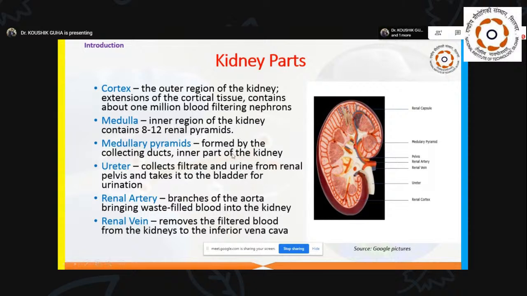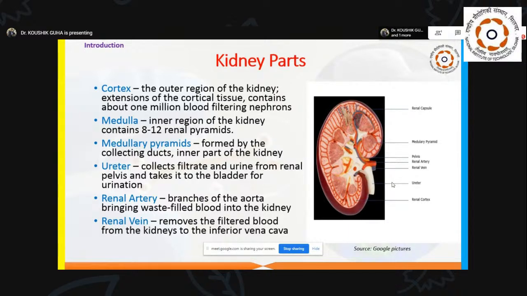Medullary pyramids are formed by the collecting ducts in the inner part of the kidney. Many collecting ducts are integrated with each other, they intersect with each other, and make such a pyramidal structure. Then the ureter collects filtrate and urine from the renal pelvis and takes it into the bladder for urination.